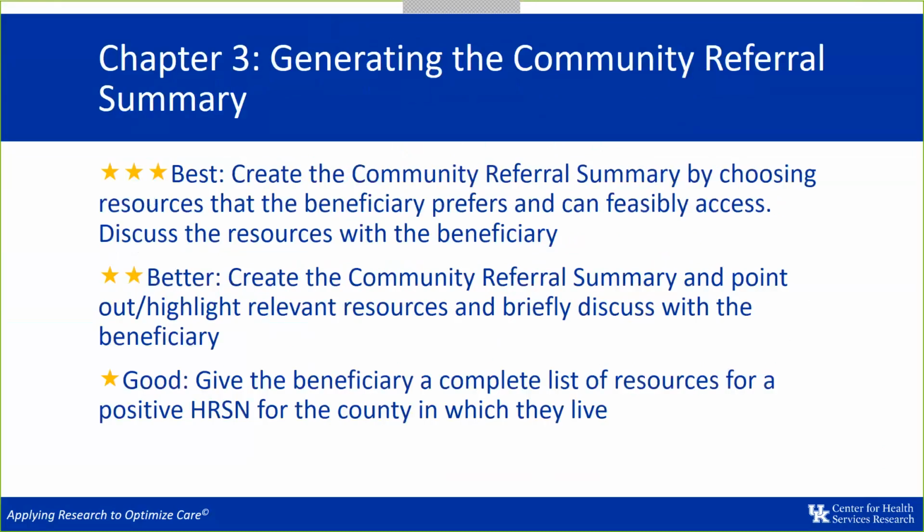So generating the community referral summary. The best option would be to create the community referral summary by choosing resources that the beneficiary prefers and can feasibly access. You can then discuss the resources with the beneficiary. The better option would be to create the community referral summary and point out or highlight relevant resources and briefly discuss them with the beneficiary. And the good option would be to give the beneficiary a complete list of resources for a positive HRSN for the county in which they live.